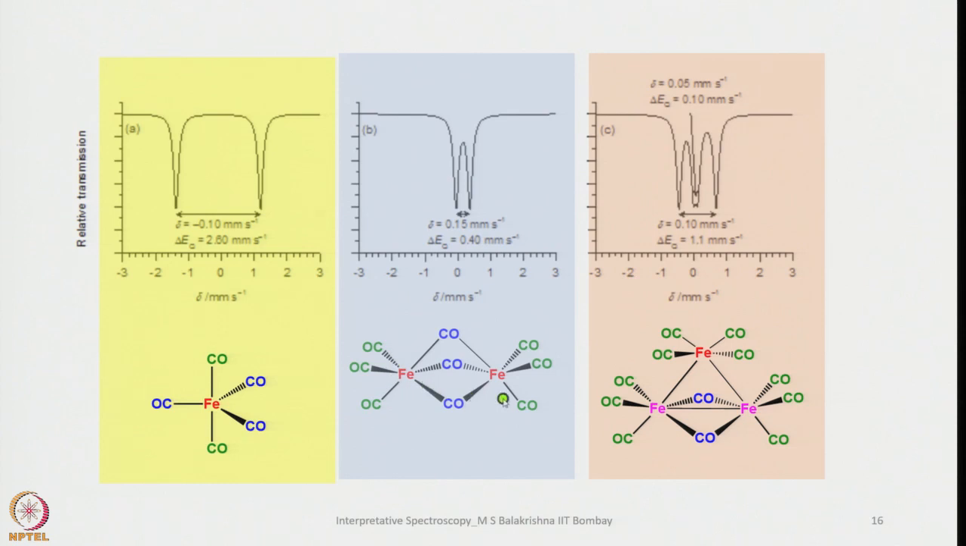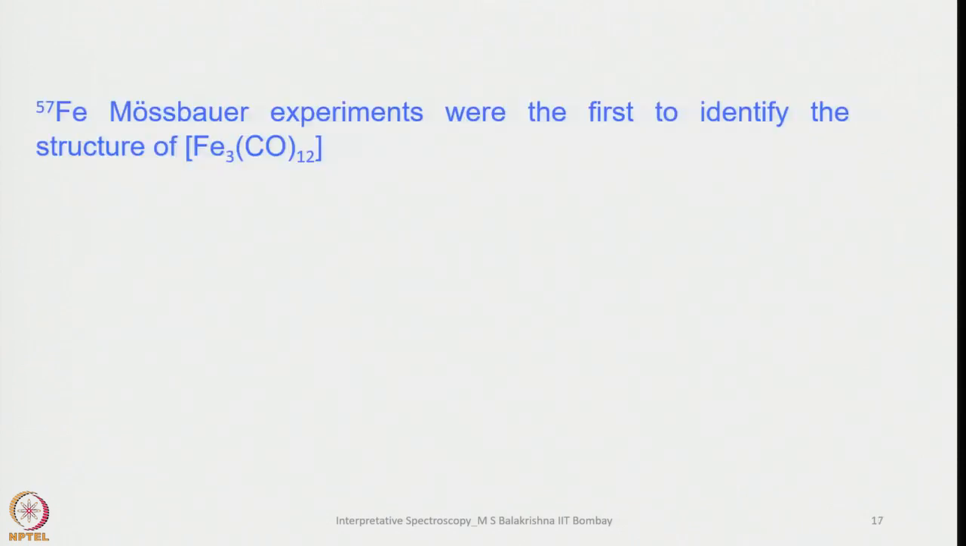You can see both of them appear to be in a typical regular octahedral geometry. Here, this one is in a typical octahedral geometry, and then these two have two bridging carbonyls. These two are of one type and this one is different. Obviously, you will expect this in a 2:1 ratio, and that is what is observed here.